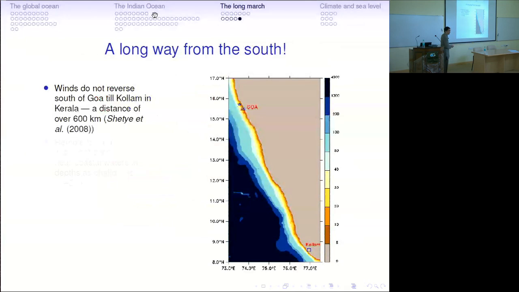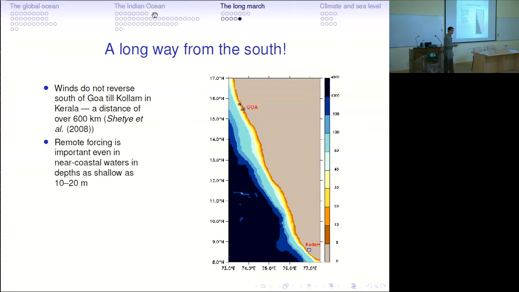If you look at scatterometer data, which is all that we have, and go as far south as Kollam in Kerala, roughly 8 to 9 north, to look for a reversal in the wind, the winds do not reverse southward in Kollam and Kerala, a distance of over 600 kilometers.